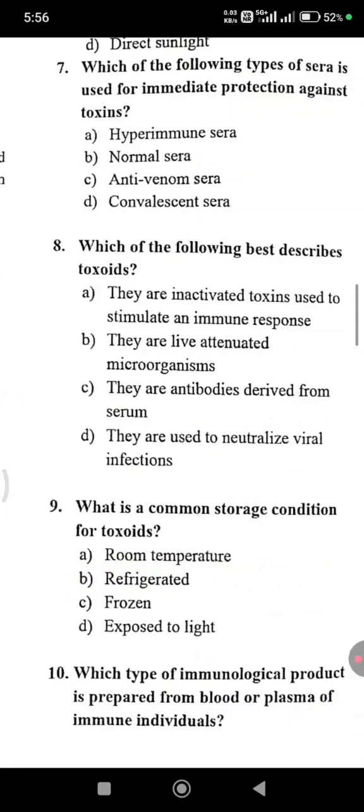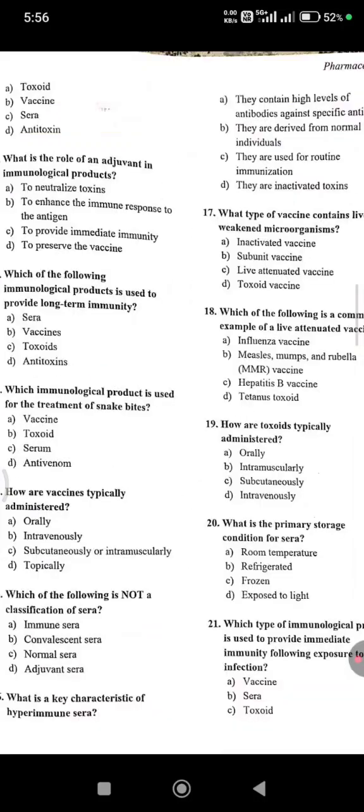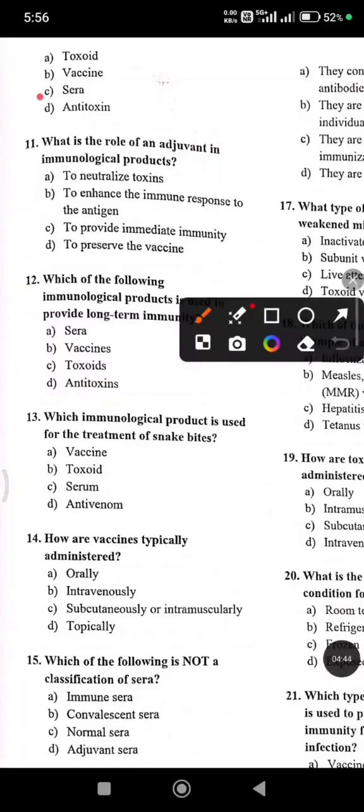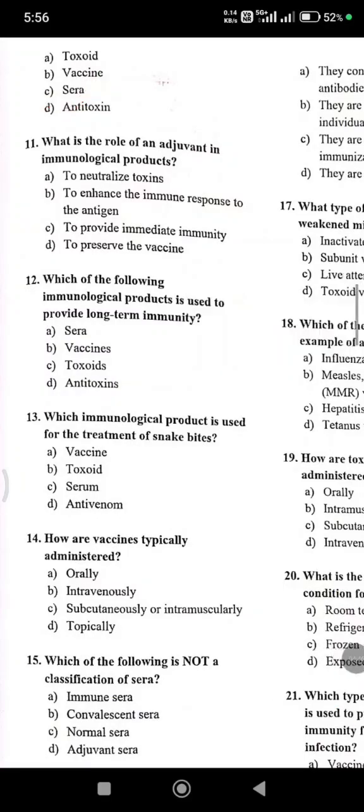Which type of immunological product is prepared from blood or plasma of immune individuals? Option A toxoid, option B vaccine, option C sera, option D antitoxin. This is option C, sera. Let's go to question number 11.